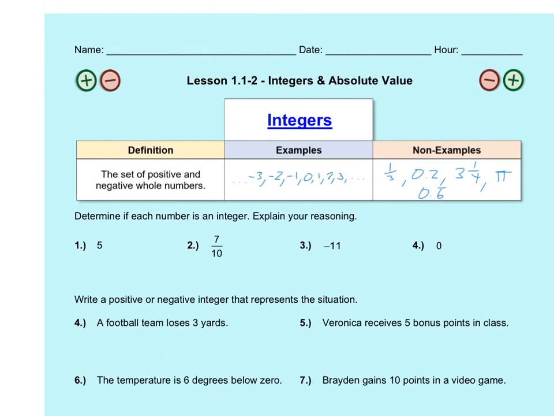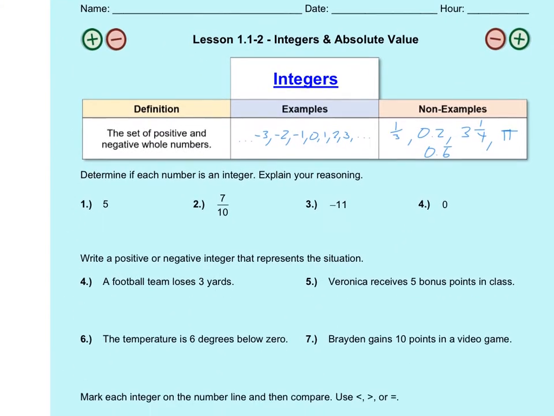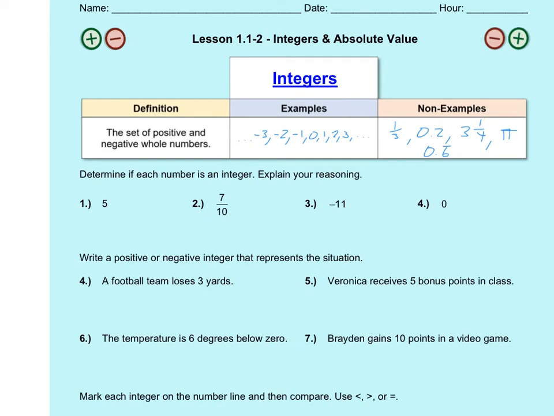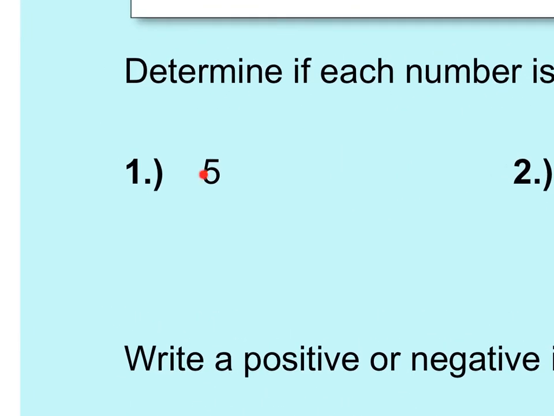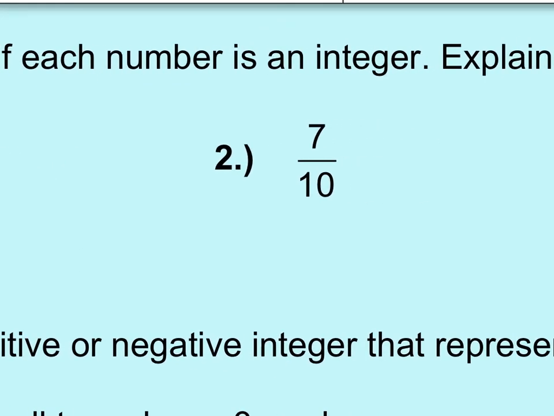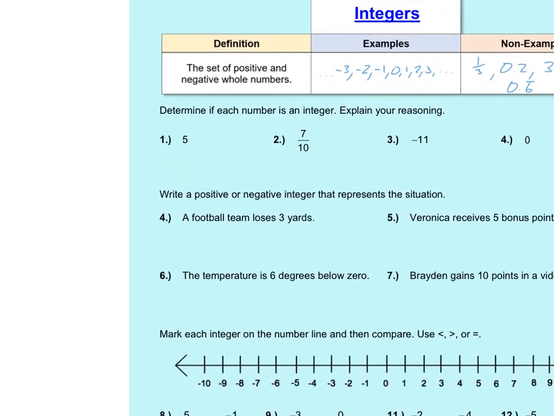We're looking at positive and negative wholes. So we have these examples here. What I want you to do is write yes or no, integer or not an integer, and then explain why. Well, 5 is going to be an integer, so you would write integer, and then your reason would be it's a positive whole number. For number 2, we have the number 7/10, and we would write not an integer, and our reason would either be it's a fraction, or it's not a whole number. So you can go through and do the rest.